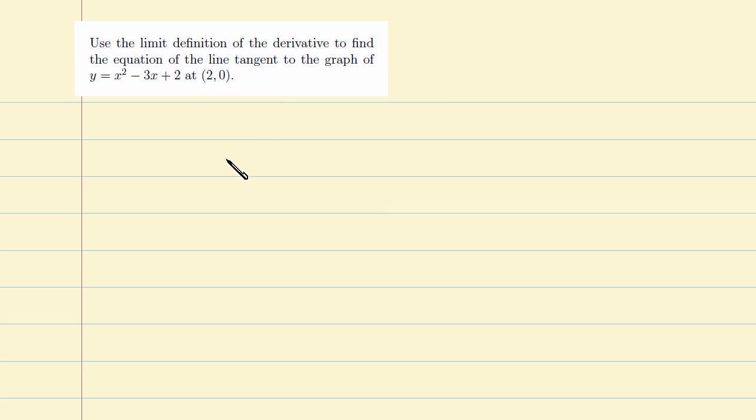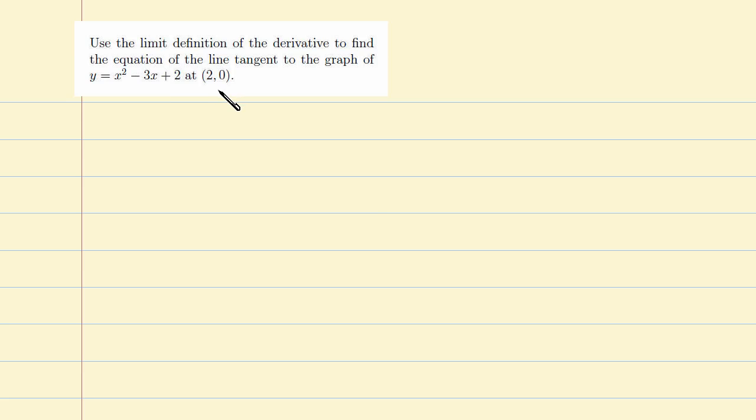Okay, let's look at a couple of examples of how to use the limit definition of the derivative. Here's one. In this example, we need to use the limit definition to find the equation of a tangent line to the graph of a given function at a given point.